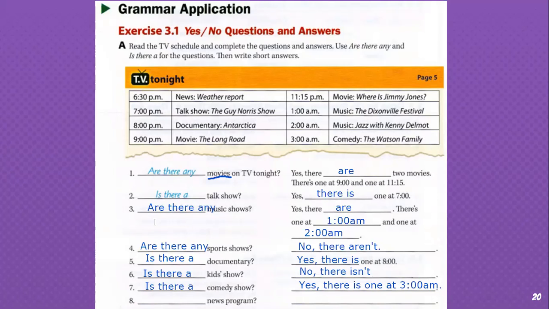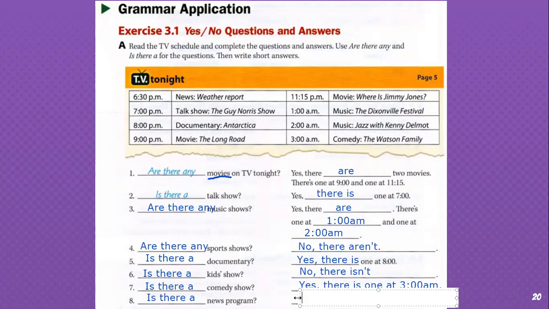And the last one, number 8. News program. What is this one? Is there a news program? Exactly. In that case, the noun is program, and we discuss only one, so we use the singular. Is there a news program? Remember, news is a noun that is plural in Spanish, noticias, but in this case we discuss the program, so it's only one. What is the answer?